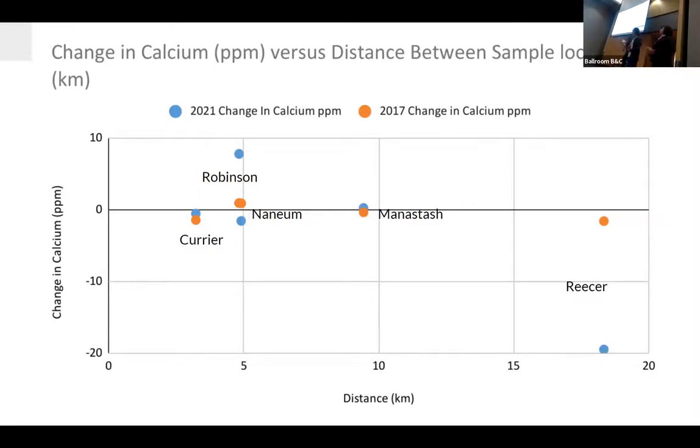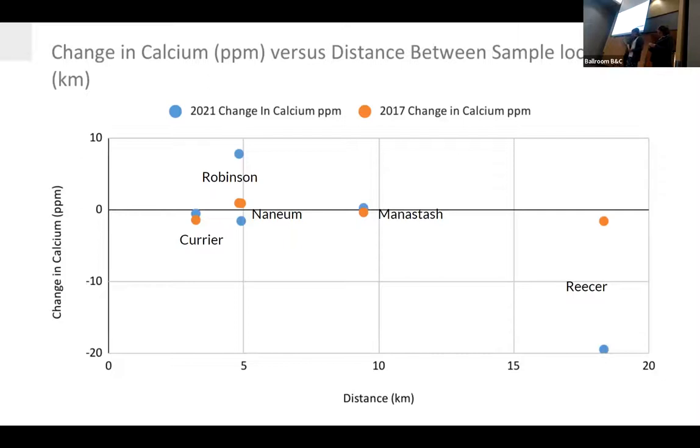And then Robinson in 2017 gained. And then we found that's our Robinson point up above. Since it's not anywhere close to the rest of our data, we believe that may have been an error in our procedure as we were gathering. We found some issues straining, and that may have caused a significantly higher concentration of calcium in that sample.